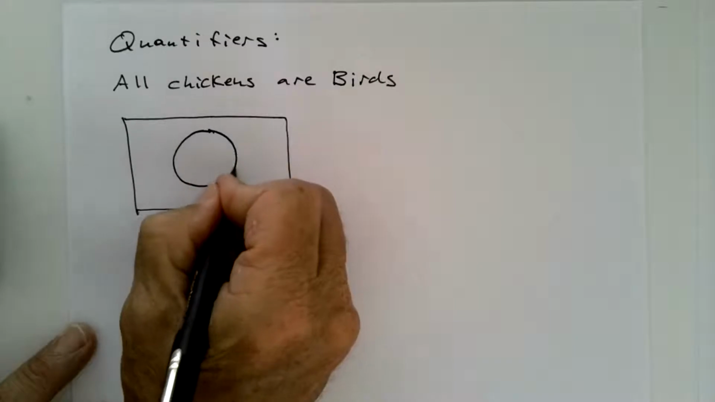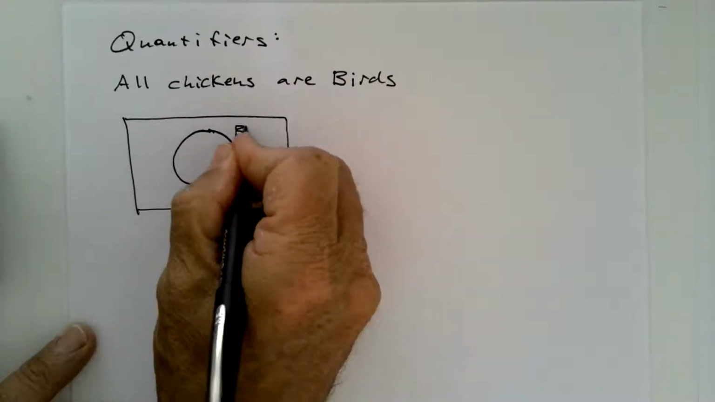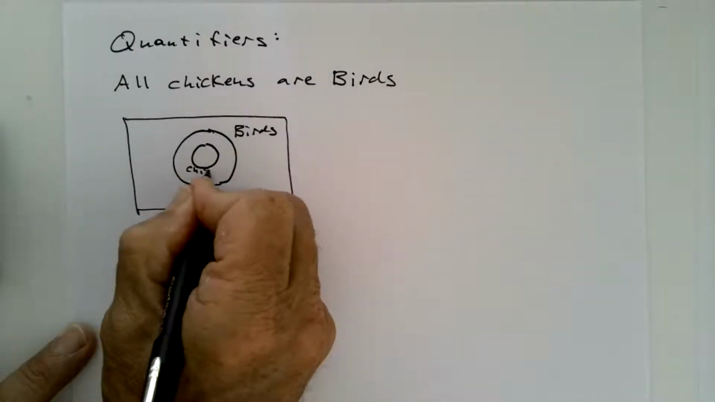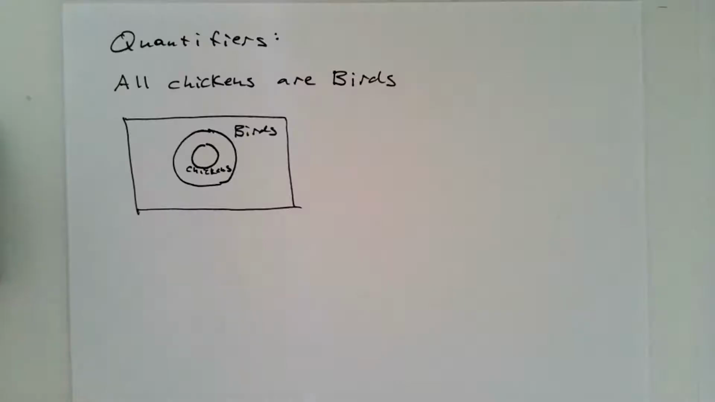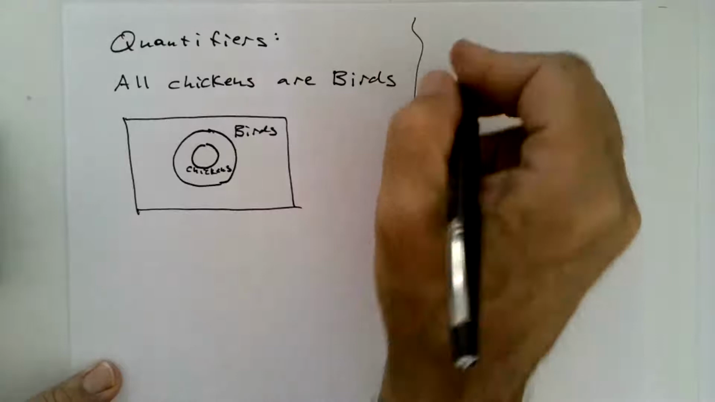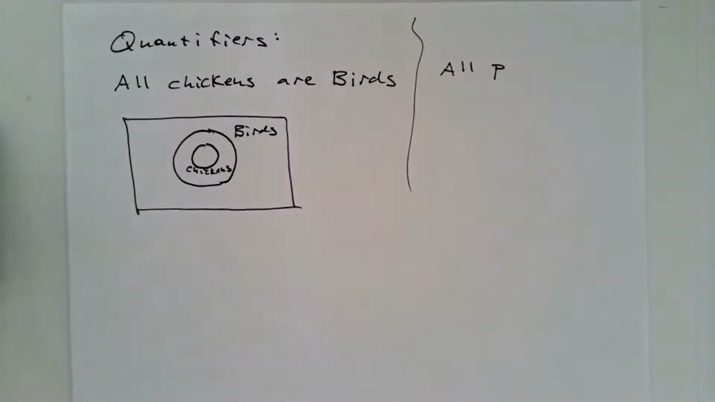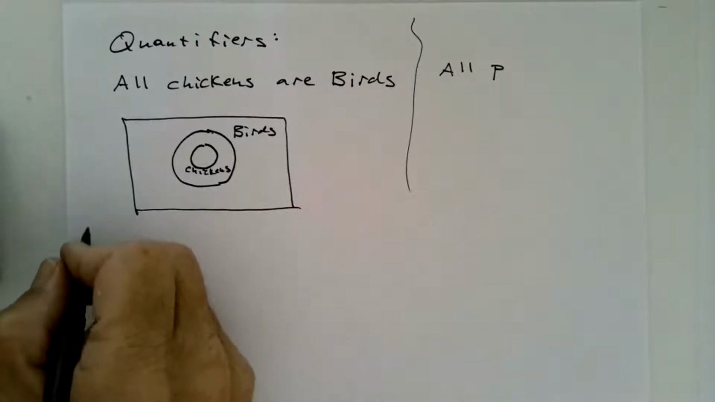All chickens are birds. This would be the set of birds out here, and this would be the set of chickens on the inside. So that would be our case that all chickens are birds. So if we're going to use our notation, we'll say all P. Then the question becomes, how do we negate this statement? If it is not true that all chickens are birds, what is the opposite of all chickens are birds? Is it that no chickens are birds? Well, not really.